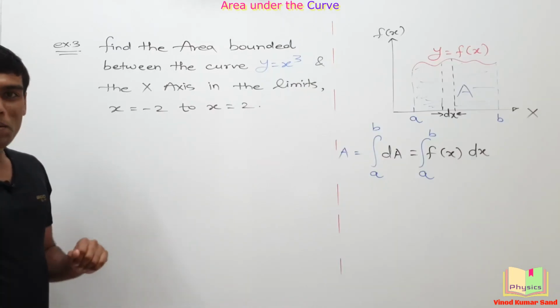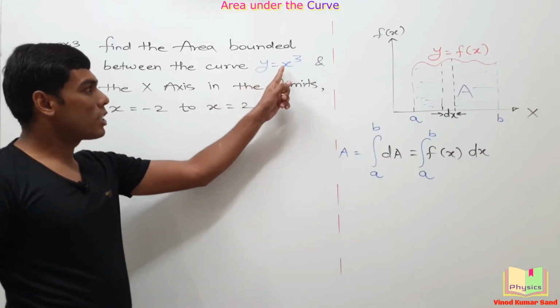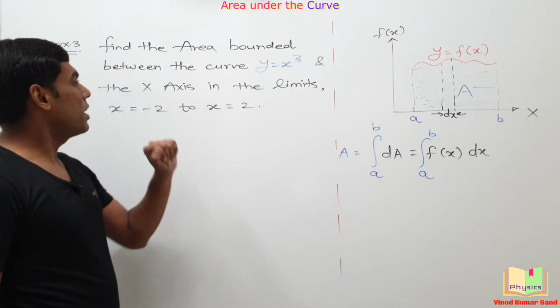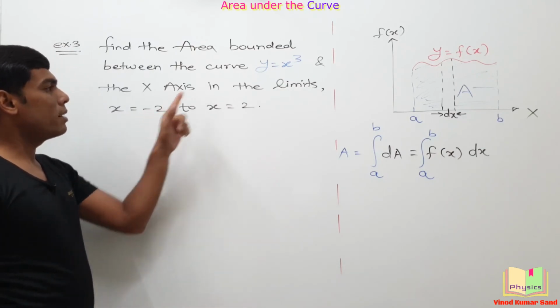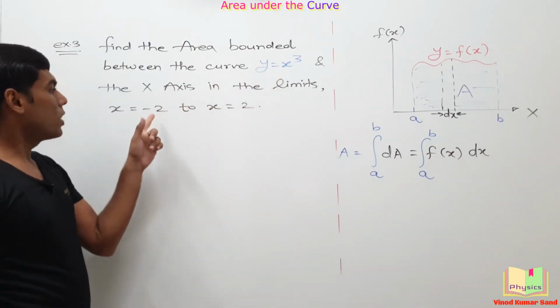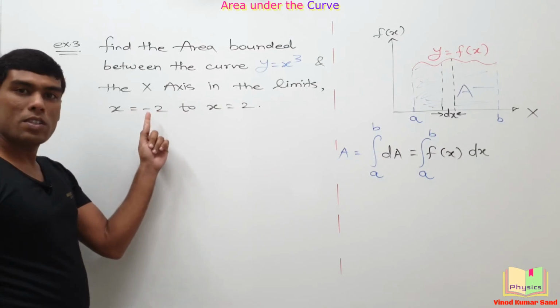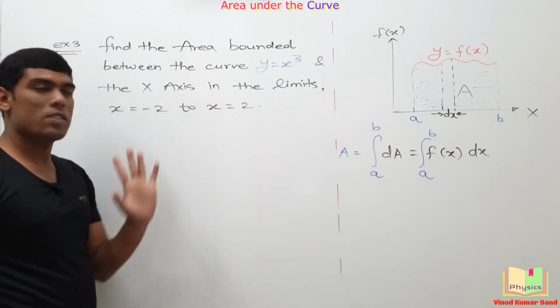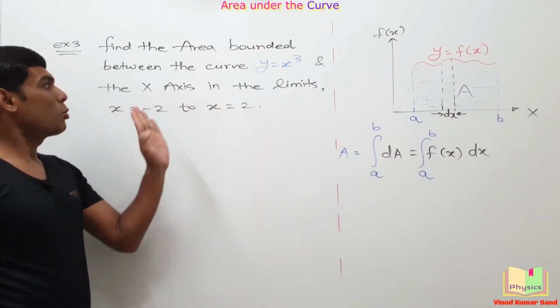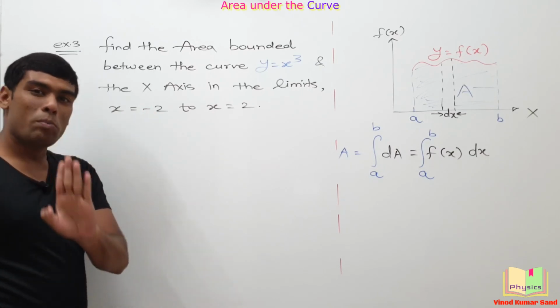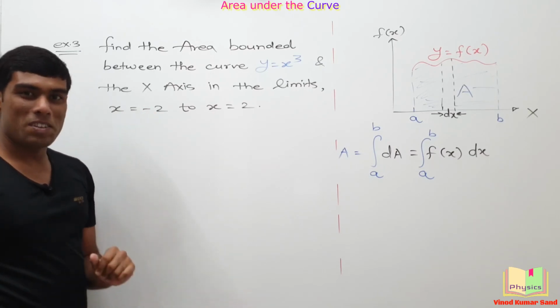Here is example number 3. We have a cubic function and we have to find the area bounded by this cubic function with the x-axis in the limits x equal to minus 2 to x equal to plus 2. I hope you understand the question. You can pause the video here and give it a try yourself.